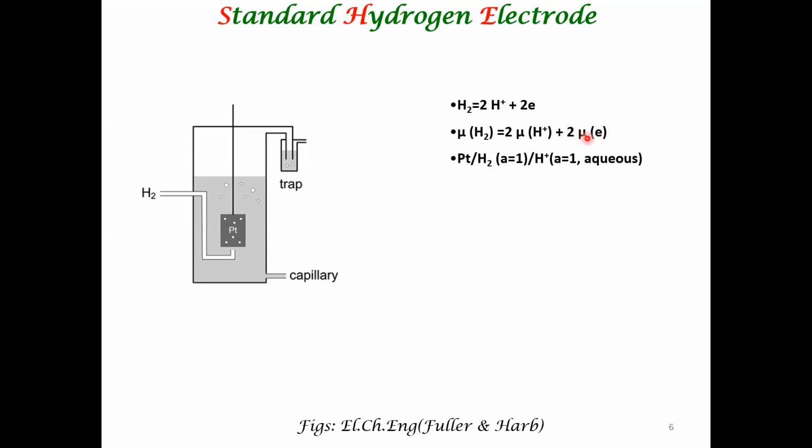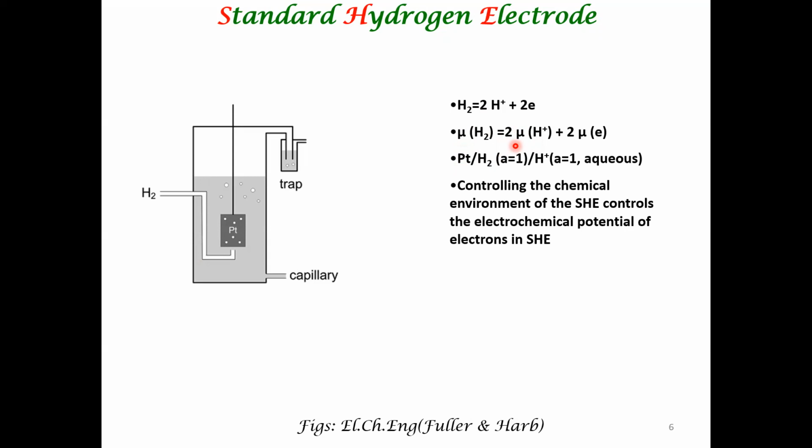That is, I have a bath of electrons at a specific energy level, once I establish the activity of H2 and proton in this system. So it gives me a reference value for electrons and for the energy of the electrons. Just to emphasize, controlling the chemical environment in the standard hydrogen electrode gives me a control over the electrochemical potential of electron in the standard hydrogen electrode.